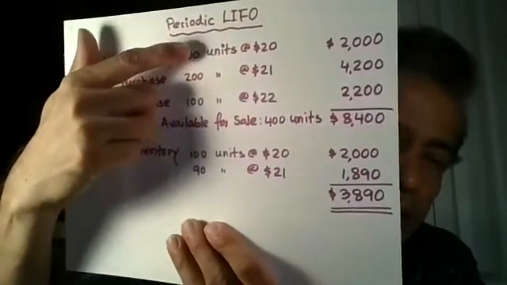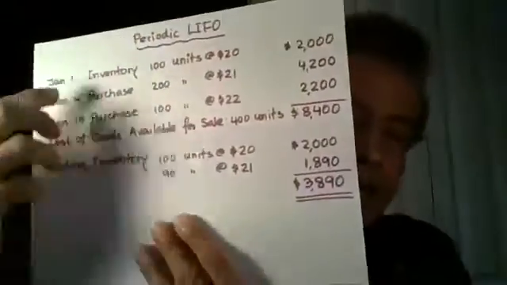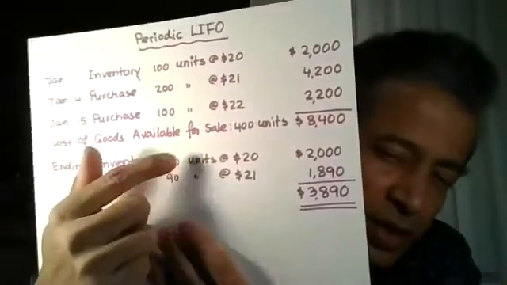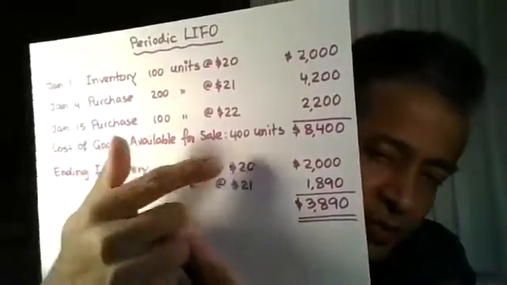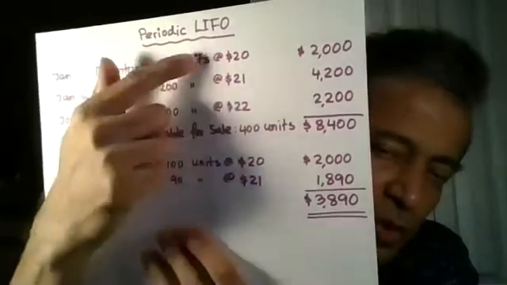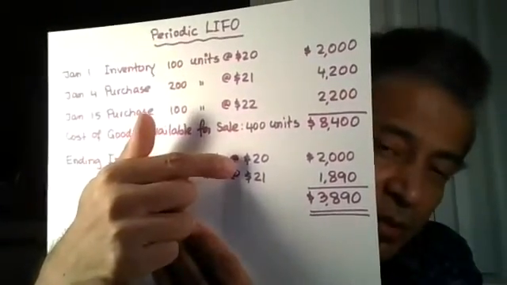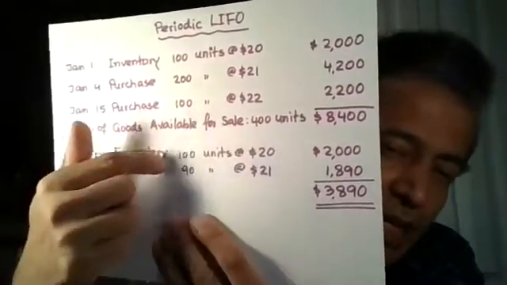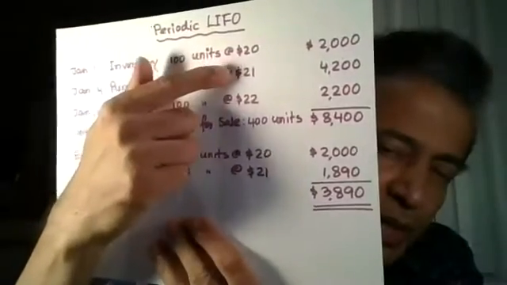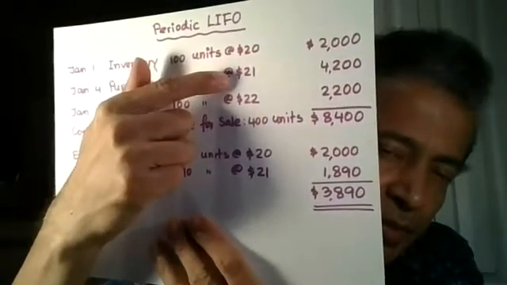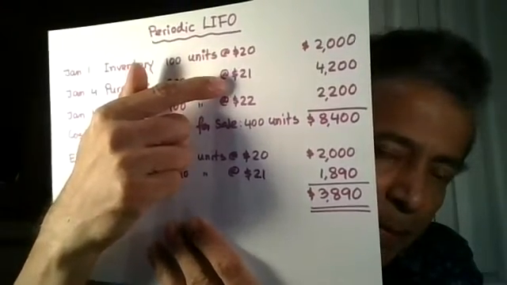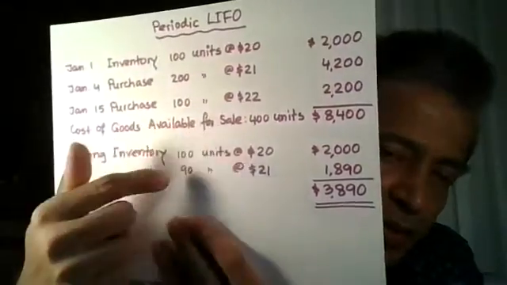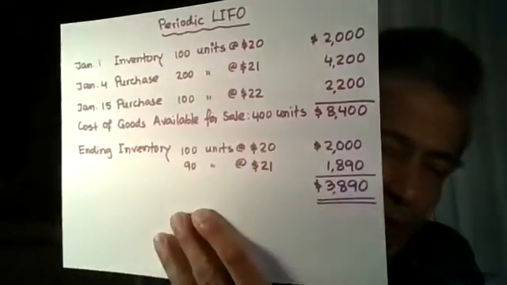100 units at that old price. The older price is $20. So your 100 units at $20. All the oldest ones are still in stock. You assume them to be 100 units at $20, and then 90 units would be from the second from the beginning, so that's $21. So that leaves us with a closing stock of 3,890.